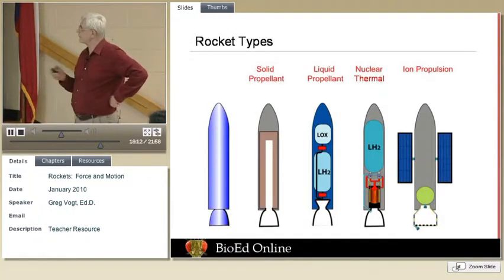Well, here are some different kinds of rockets. You've got your solid propellant. You've got your liquid propellant.